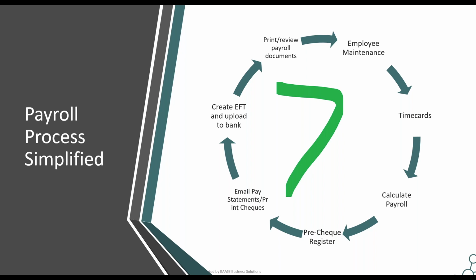And then once that's been approved and reviewed, we move into either emailing our print statements or printing our paychecks, followed by, if we use EFT, which is electronic transfer of funds to pay our employees, we create the EFT file to upload to the bank. And lastly would be to review or print any payroll documents like your CRA remittances, the WHIS or WCB remittances.